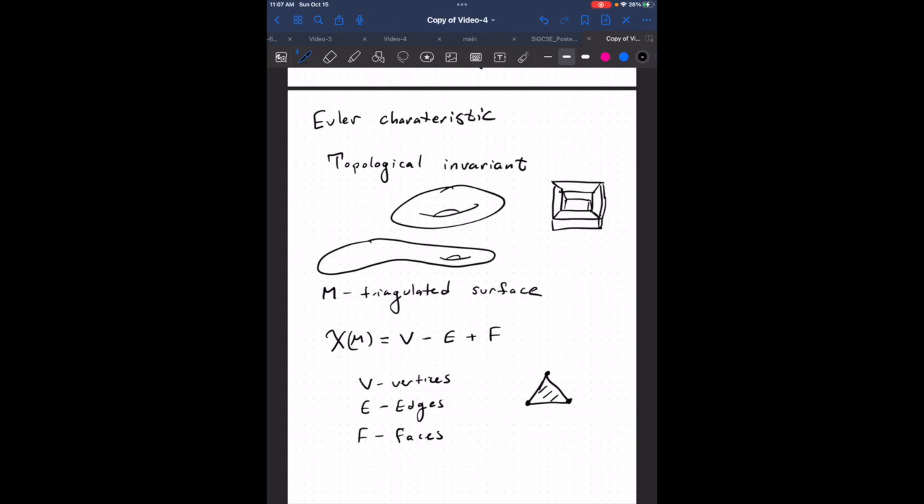So we're allowed to stretch and bend, but we're not allowed to rip or tear or attach things together. So even if I put some sharp corners on it, that's okay. So we're just a homeomorphism. For most of our examples, we're going to assume we have a triangulated surface, and the Euler characteristic, one way to define it, there are many, is the sum of the vertices minus the edges plus the number of faces.